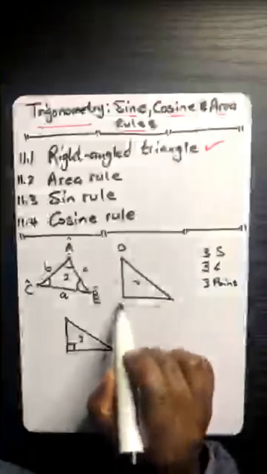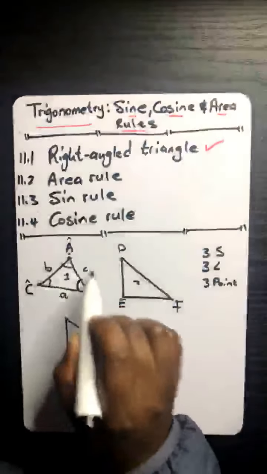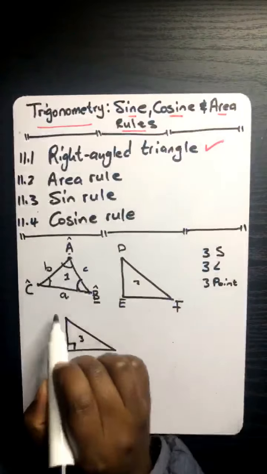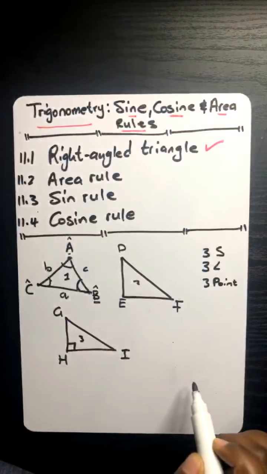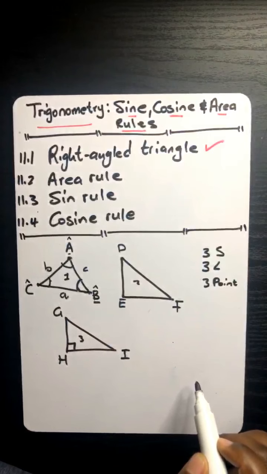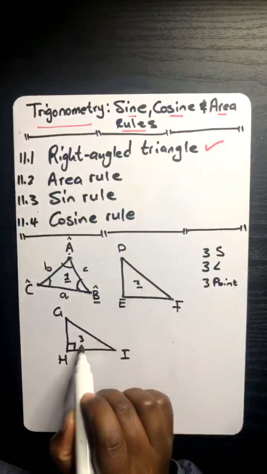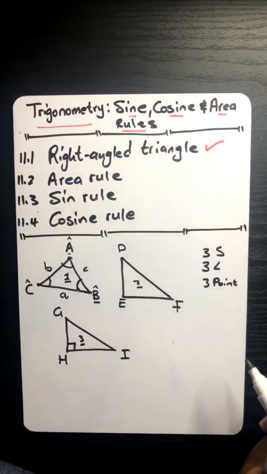Then we're going to have D, let's say E, and then F. The same thing can be explained on this triangle: A, B, C, D, E, F. Then let's have G, H, I. Ladies and gentlemen, I want you to notice something. On these 3 triangles, triangle 1, triangle 2, and triangle 3, which one or which ones are right-angled triangles?